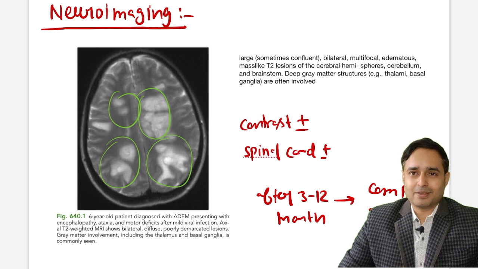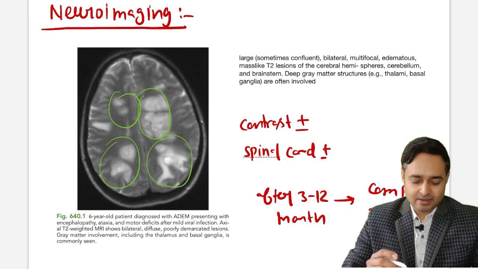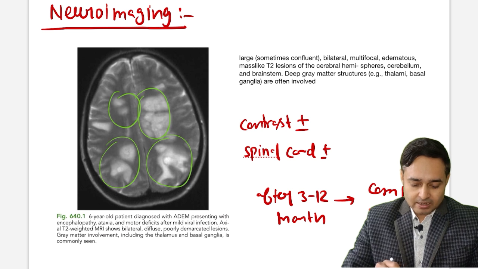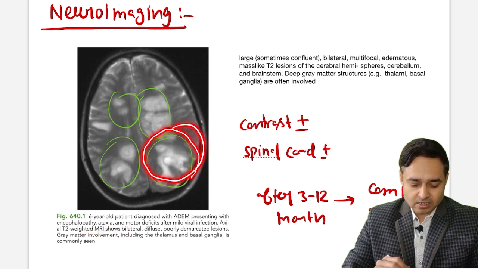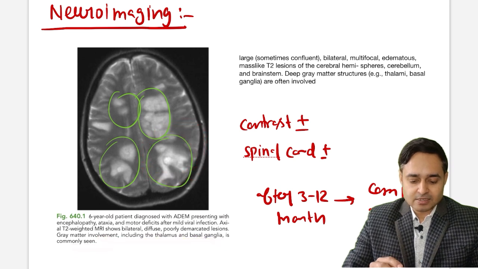Okay, neuroimaging. So this image has been asked multiple times. You can see a 6-year-old patient with ADEM, presenting after a mild infection with motor deficit. This is the clinical spectrum, and this is a T2 weighted MRI showing bilateral diffuse poorly demarcated lesions, with gray matter involvement including thalamus and basal ganglia. This is neuroimaging of ADEM.